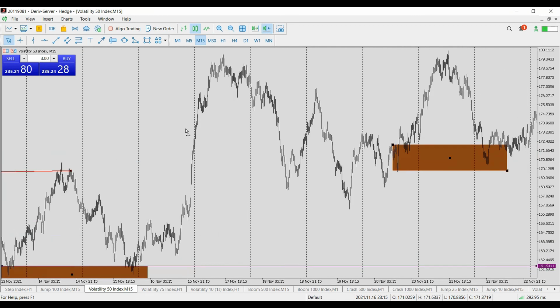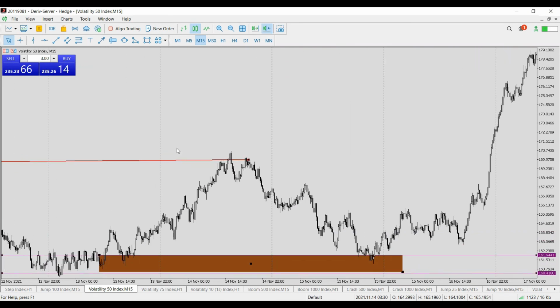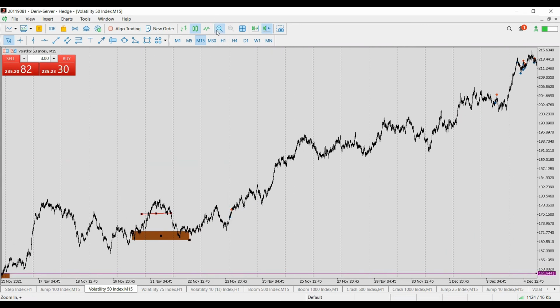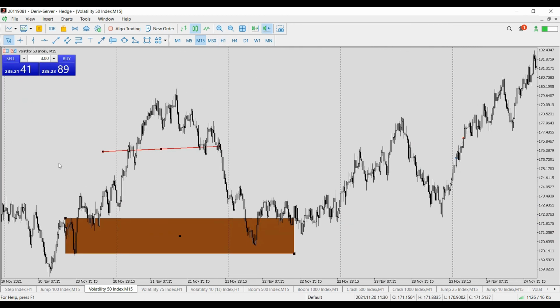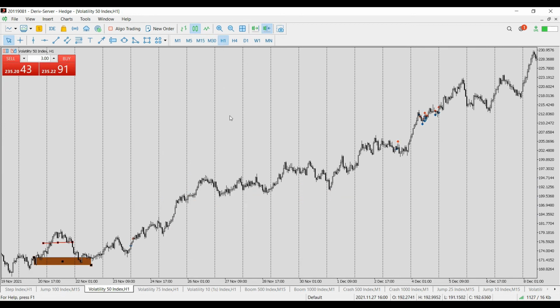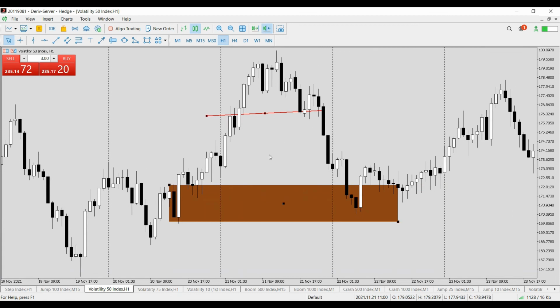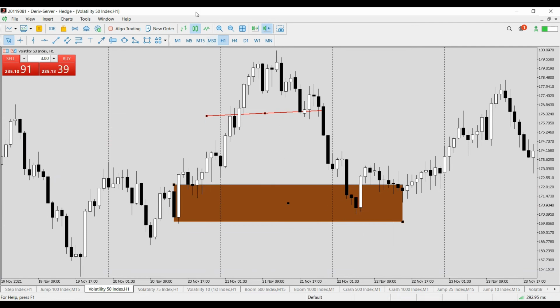So this is what I'm talking about basically. We are here. Look at what's happening here. In the higher time frame, what happened? We got a single candle. A single candle, and you can see it was very, very clear here.